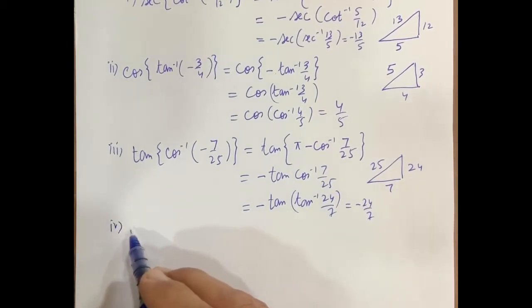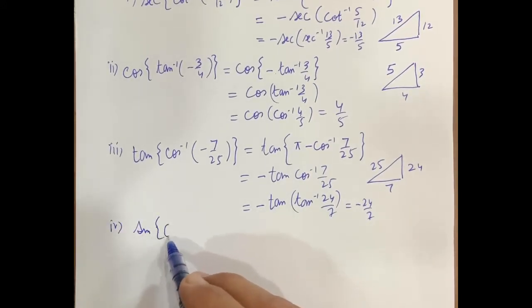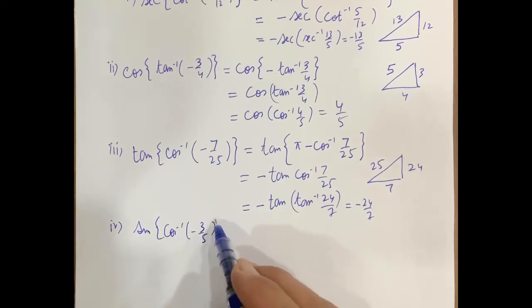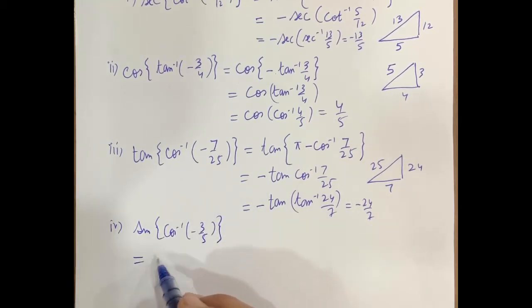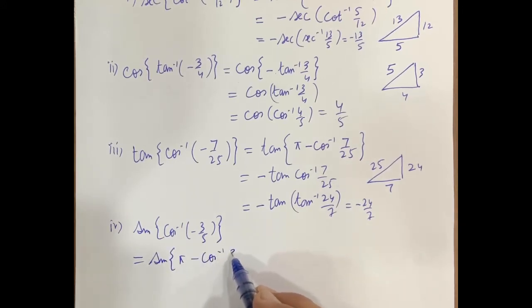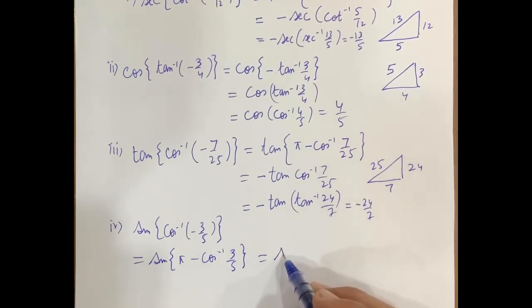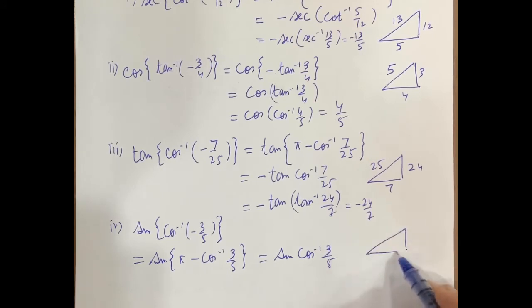And the fourth part, it's sine of cos inverse of minus 3 by 5, which is, cos inverse of minus x is pi minus cos inverse of x. And sine of pi minus theta, this is sine theta. This will be in the second quadrant where sine is positive. So sine of cos inverse of 3 by 5. Then this is 3, this is 5 and 4. So this is sine inverse of 4 by 5 and the answer is 4 by 5.